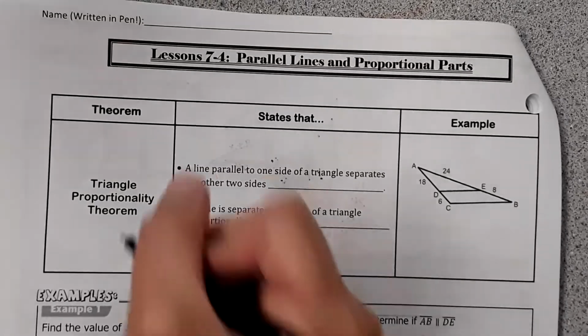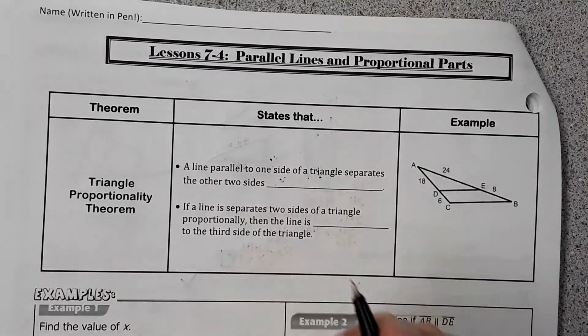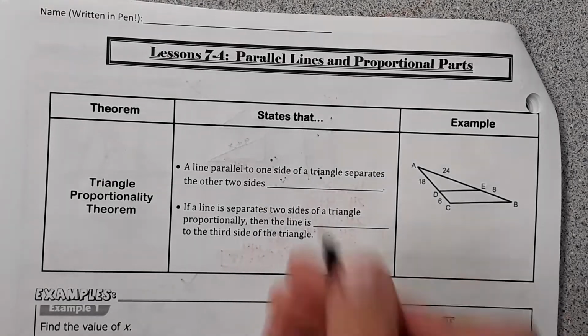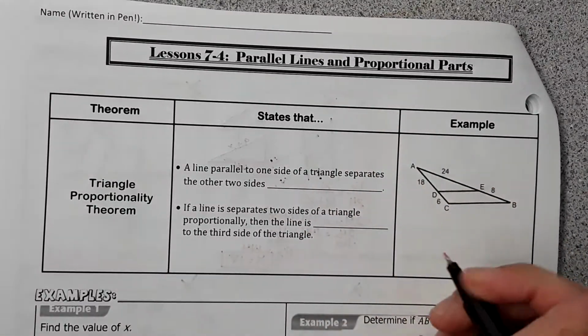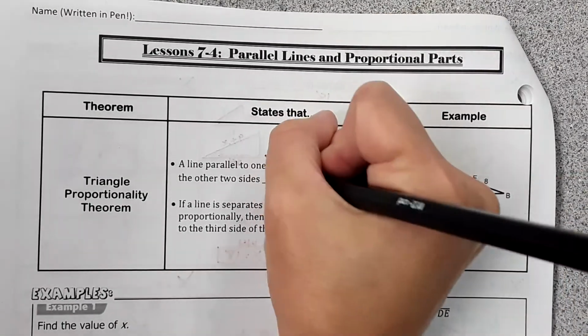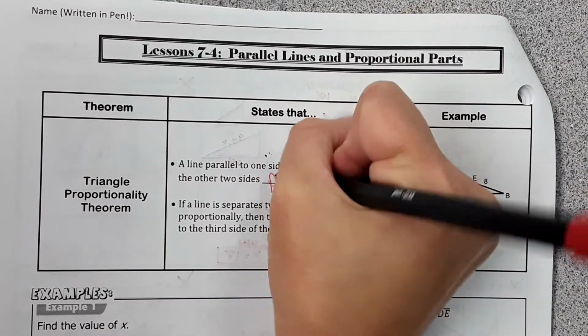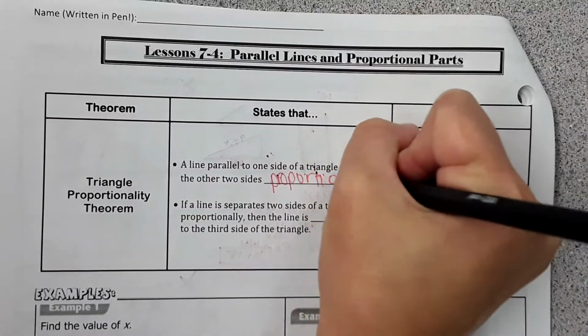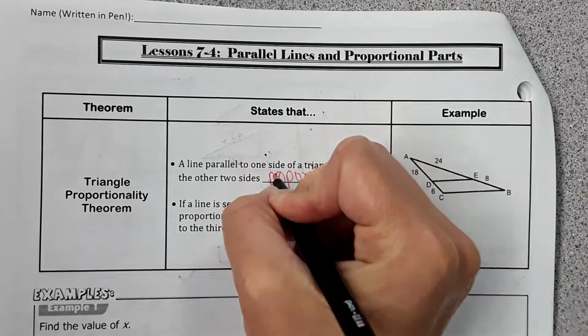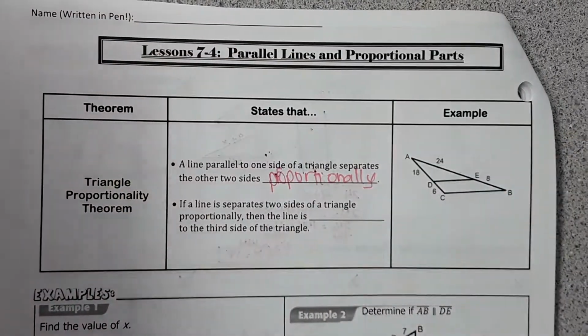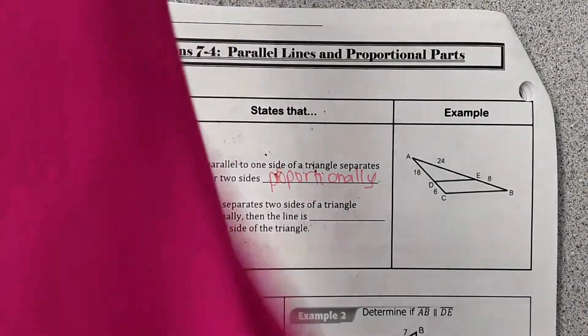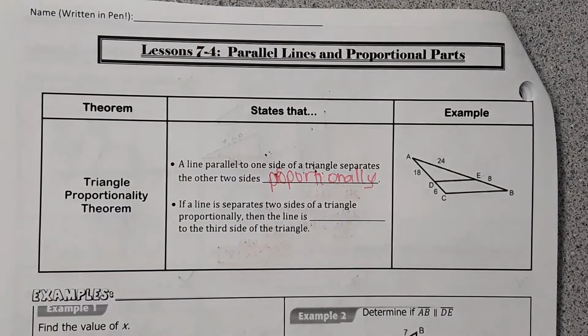Starting from the top. Triangle proportionality theorem. What this is: a line parallel to one side of a triangle separates the other two sides proportionally. That says proportionally. I feel like we could fill in almost every blank with proportional because that's the main idea here.